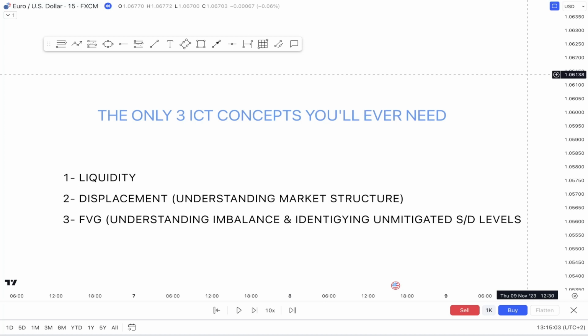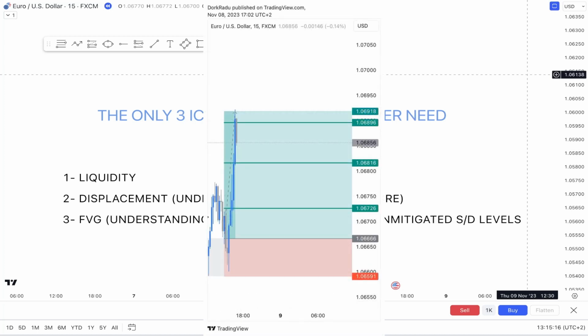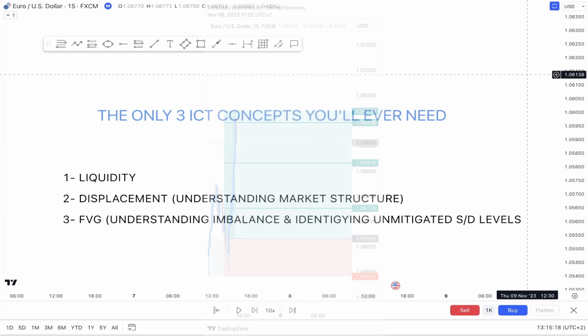We'll briefly go over each and every single one of these concepts, and after that, I will also go over a trade example where I used all of these concepts, a trade that I sent in my SMC group as well. So make sure to stick till the end to get the most value out of this video. So let's start off with the first concept.